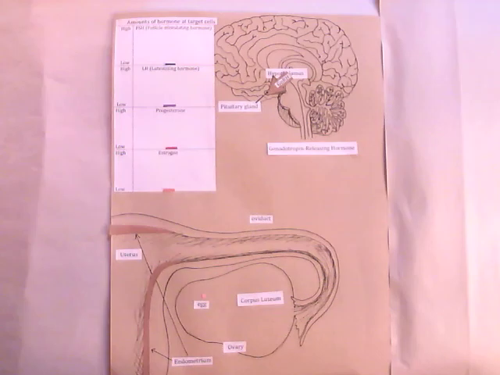This is called menstruation. And if you recall, the beginning of menstruation signals the release of the GnRH, gonadotropin-releasing hormone, which was the beginning of the cycle.